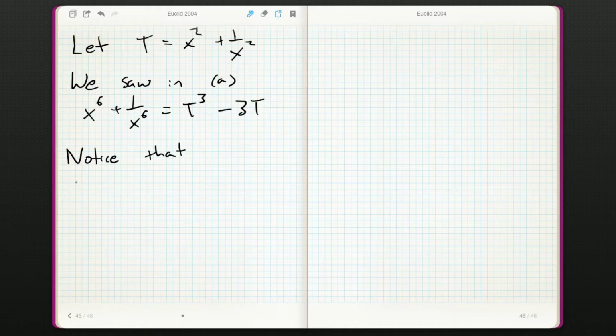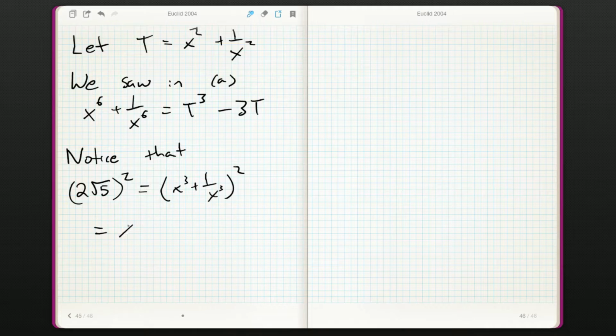Now, let's notice that two root 5 squared, which mind you is 20, is equal to x cubed plus 1 over x cubed squared. And then that becomes x to the 6th. Okay, I think we're using it right now. And then those will cancel out.